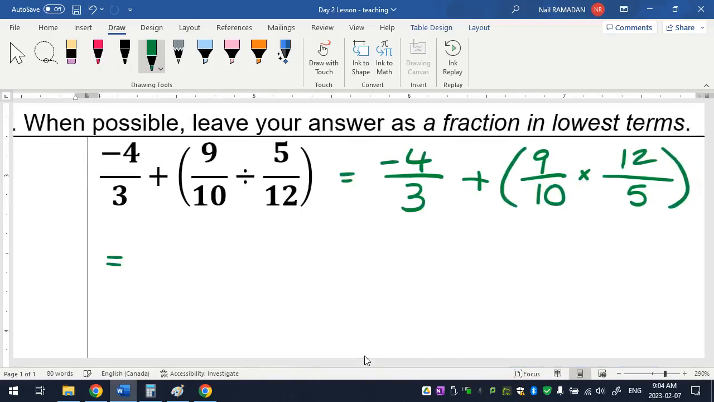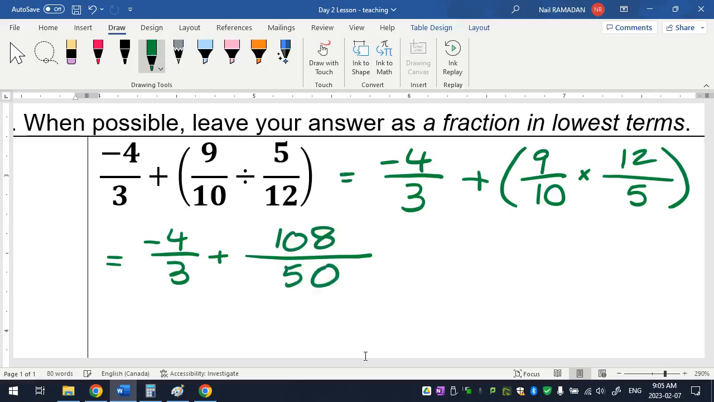Equals negative 4 over 3 plus. Do I need a common denominator or do I just multiply through? Multiply through. I do need common denominators when I add, not when I multiply. So what's 9 times 12? 108. And 10 times 5? Okay, right up to here, and please stop.